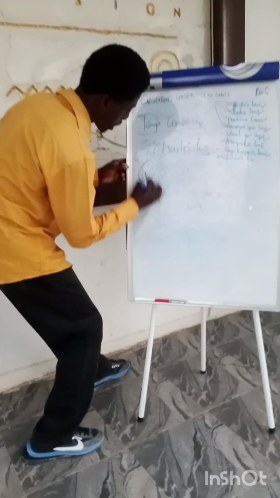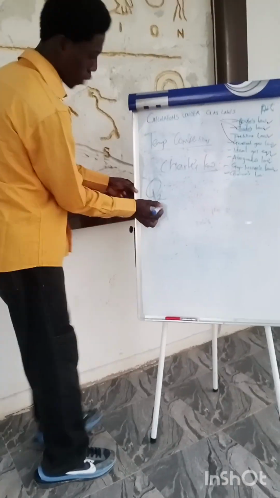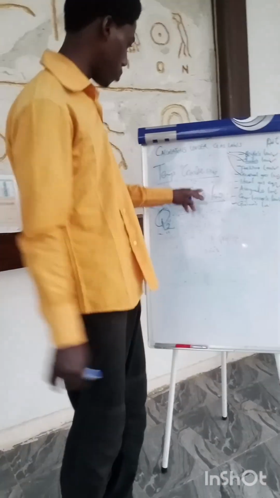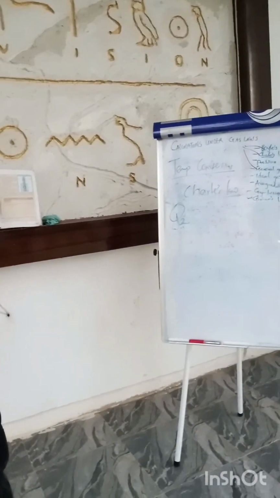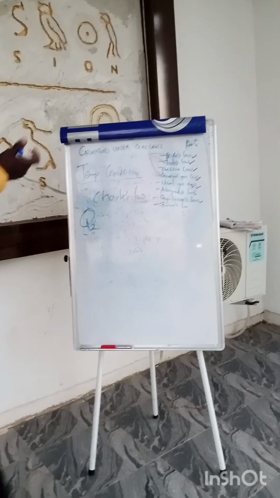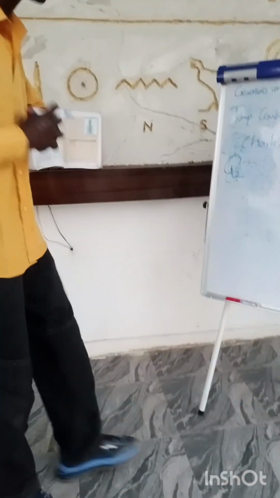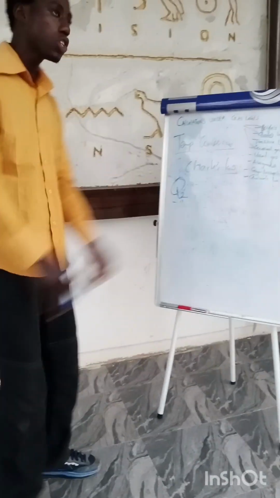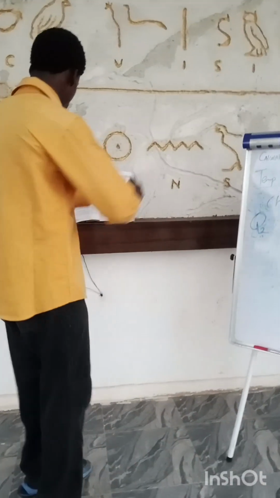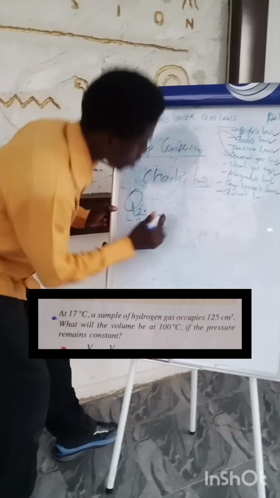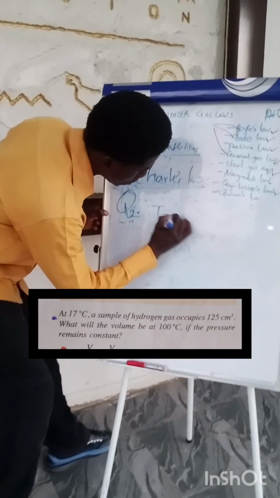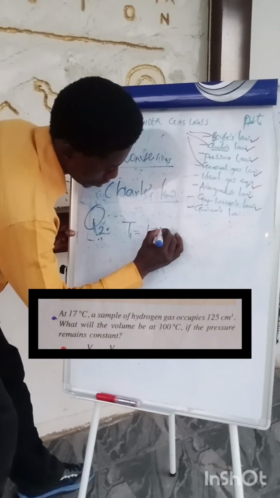Let me clean the calculation. This will be our question 2, and this calculation will be coming from Charles law. Now the question says at 17 degrees Celsius. So this one is actually starting from your temperature value, and they gave you 17 degrees Celsius for your temperature. So T1 is 17 degrees Celsius.